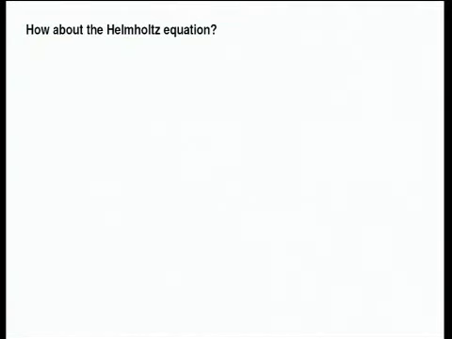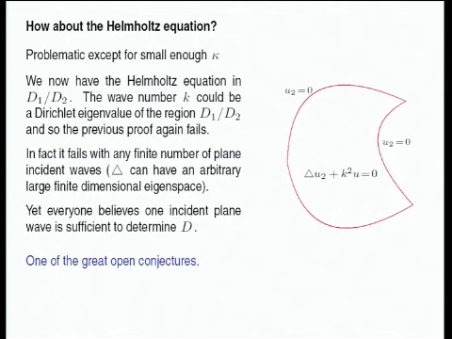How about the Helmholtz equation? Well, it's problematic except for small enough k. And I'll show you the whole slide. You get exactly the same thing. Everything works, but you get the Helmholtz in here. Now, if you can avoid kappa or k being a Dirichlet eigenvalue of minus Laplacian, you're in good shape. But you don't know that, right?